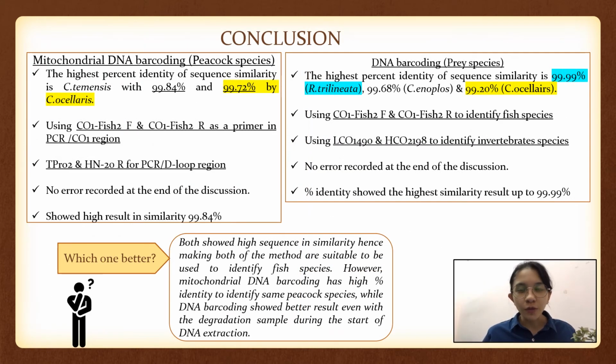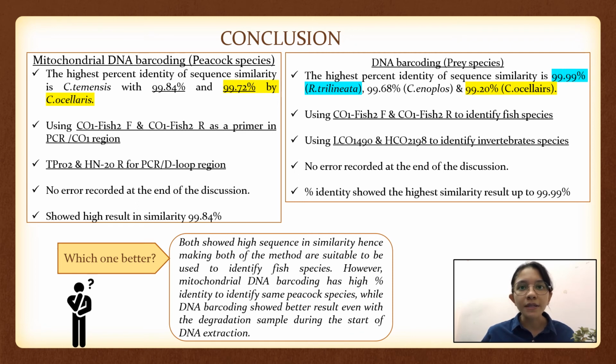So, to compare these two methods, mitochondrial DNA barcoding is able to identify up to 99.72% sequence similarity, much better compared to DNA barcoding, which only identifies percent identity up to 99.20% for the same species of peacock bass. However, DNA barcoding also shows the highest sequence similarity for prey species, which is 99.99% for Arthriliniata, also known as scissor-tail rasbora. So, which one of these two methods is better? In my opinion, both methods are suitable to identify fish species.